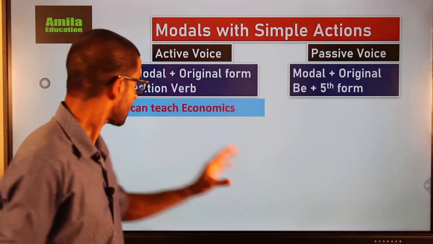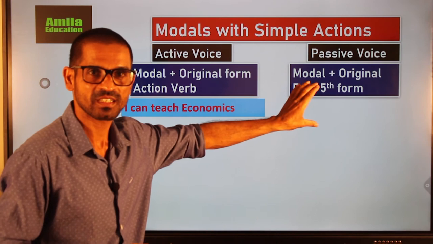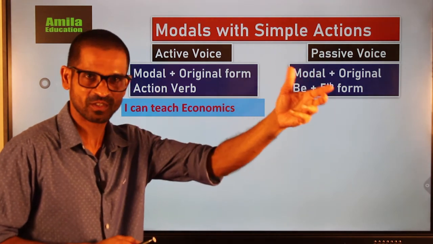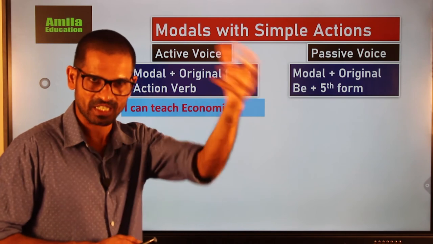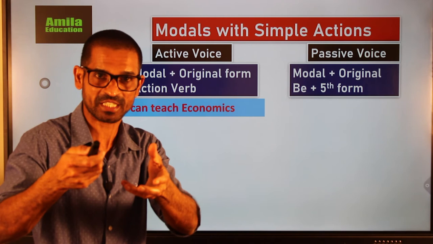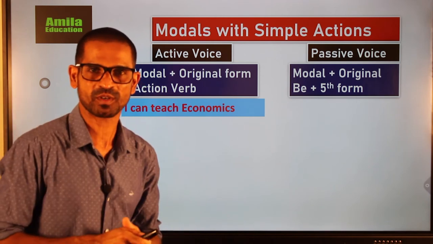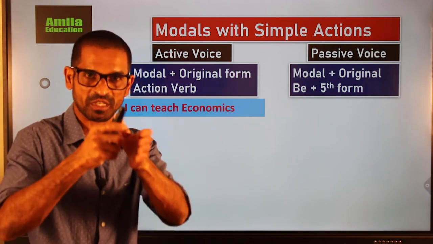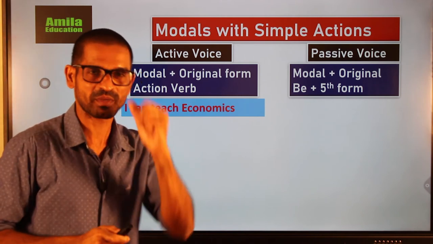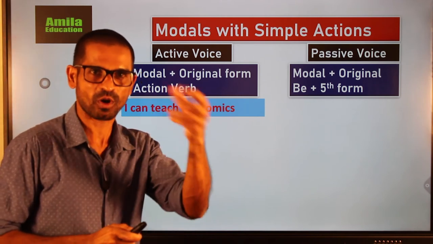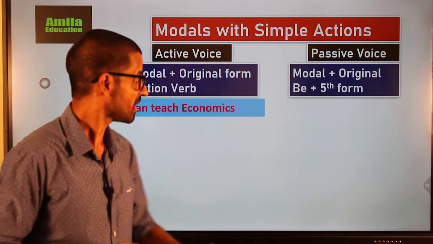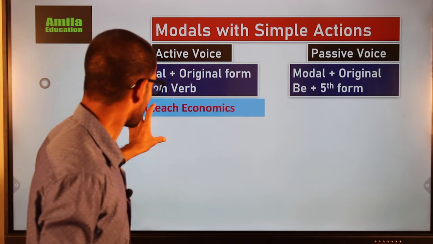In passive voice there is no doer in the subject. So the affected person or thing comes to the subject. Then you communicate it with be verb and past participle form of the action verb. Be verb and fifth form. That is how you communicate it. So no doer.